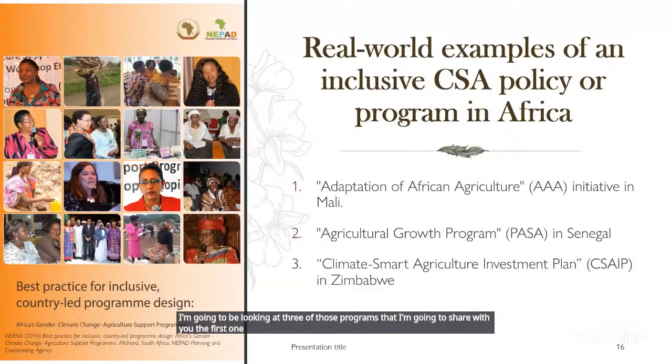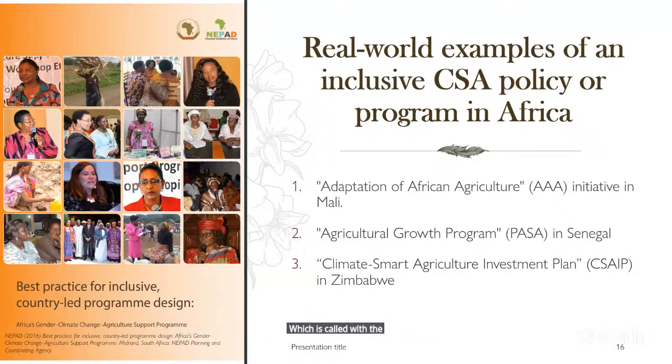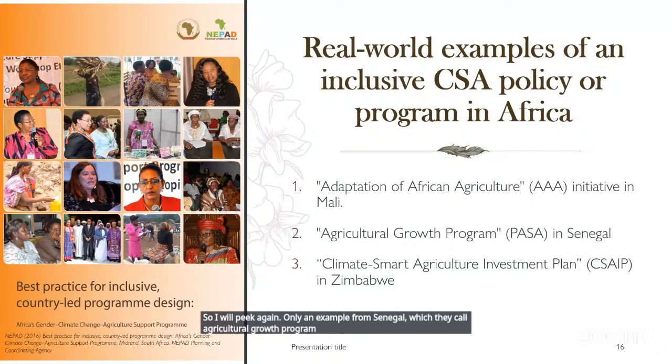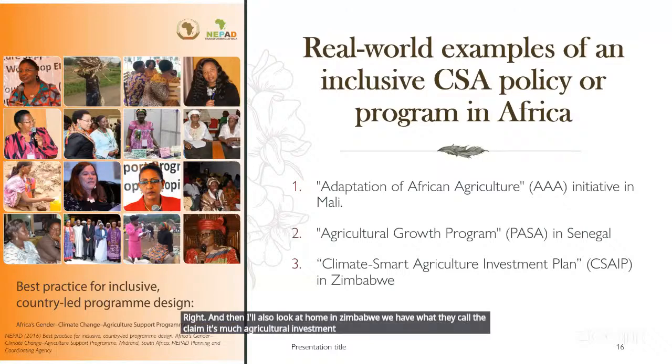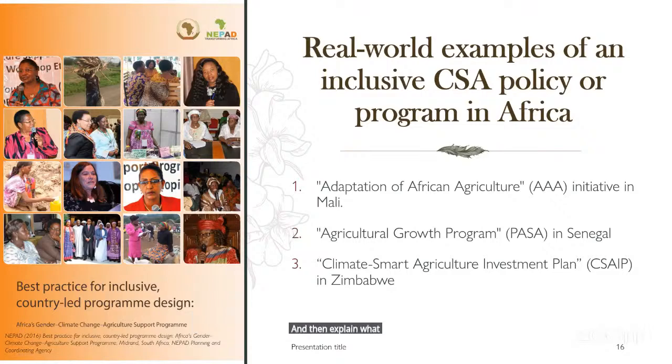The first one is on adaptation of African agriculture, which they call the AAA initiative in Mali. So I will pick again on an example from Senegal, which they call the Agricultural Growth Program, the PASA, right? And then I'll also look at home here in Zimbabwe. We have what they call the Climate Smart Agriculture Investment Plan, the CSAIP. So I will look at those three and then explain what is involved and what they entail.